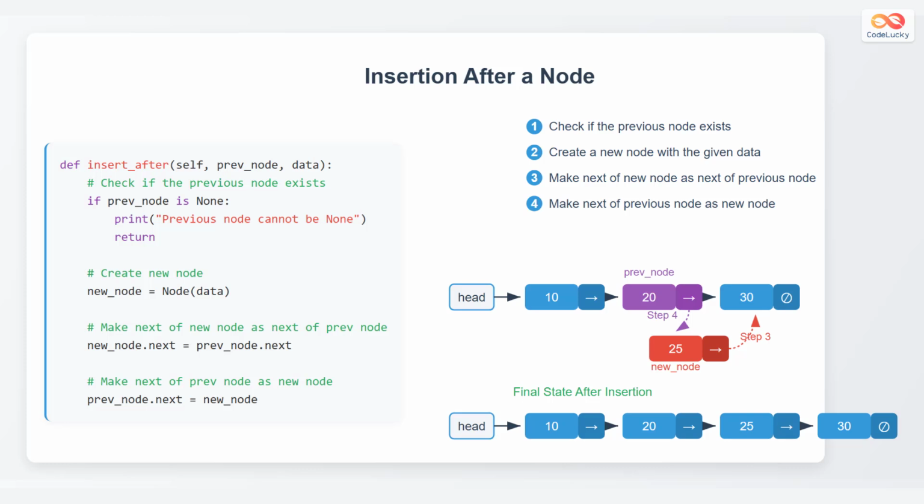First, check if the previous node exists. Second, create a new node with the given data. Third, make next of new node as next of previous node. Fourth, make next of previous node as new node.